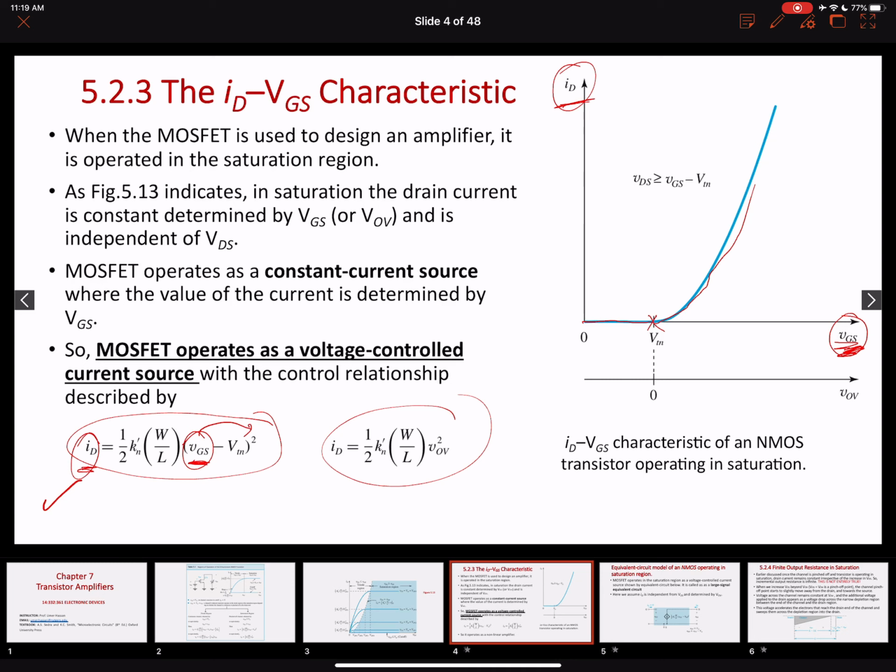We also saw or discussed that in order to operate a transistor as an amplifier, we have to operate it in the saturation region, and this will form the basis of this entire Chapter 7, MOS amplifiers topic. We also discussed that in the saturation region, the MOSFET operates as a constant current source which is controlled by the voltage. Over here, this is our voltage.